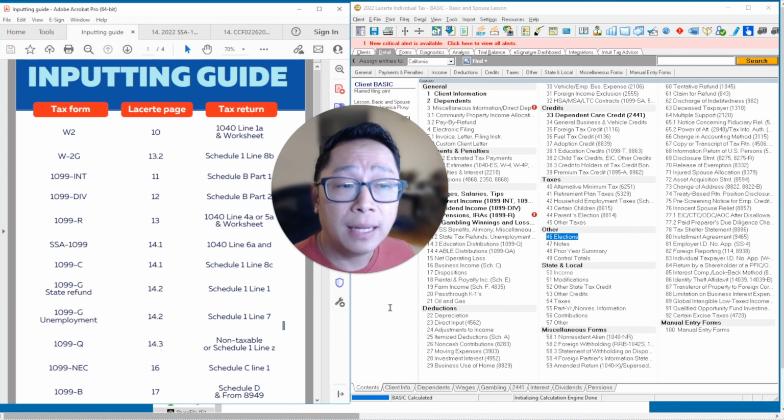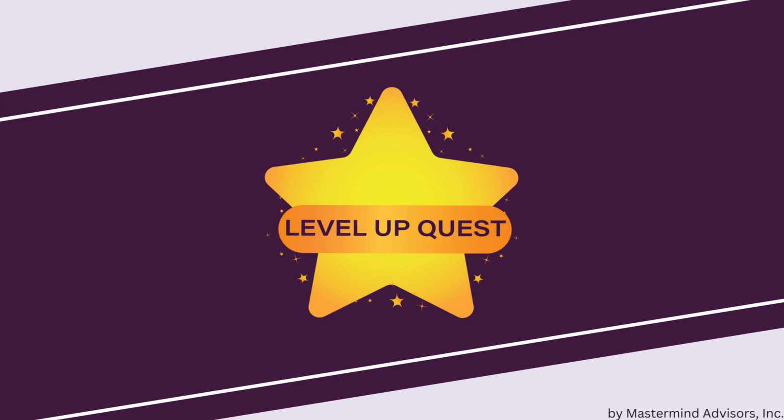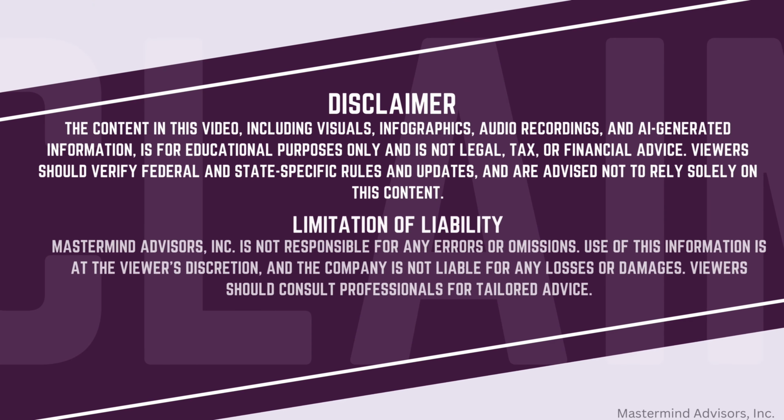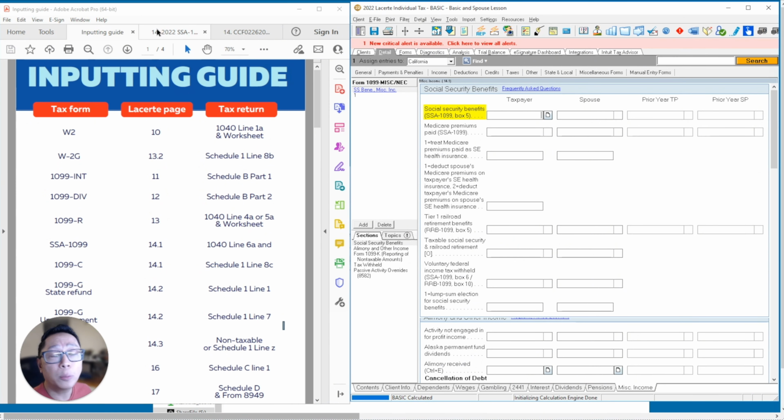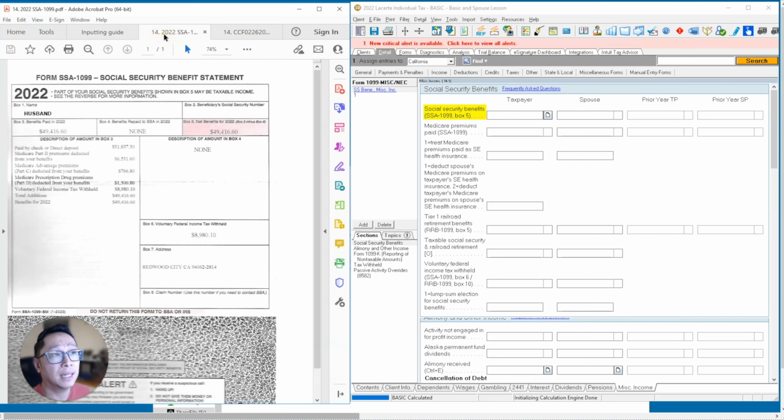Now, let's learn how to input a SSA 1099. So looking at the inputting guide for the SSA 1099, we're going to enter on page 14.1 and look for it on 1040 line 6A. So let's go to 14.1, which is right here, and let's open up our first SSA 1099, which is Social Security income.